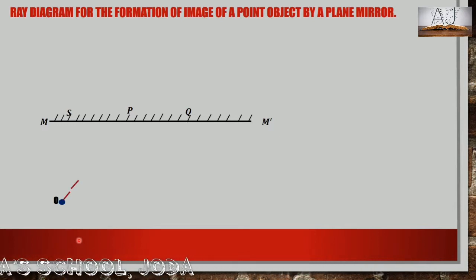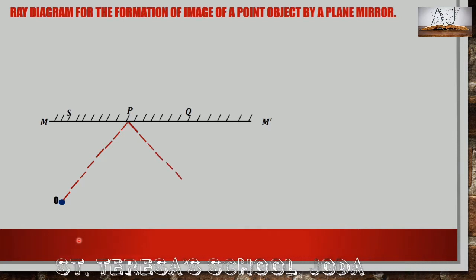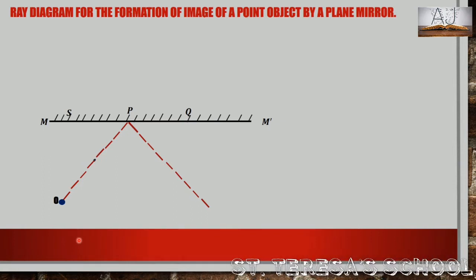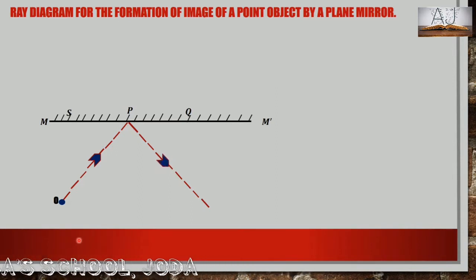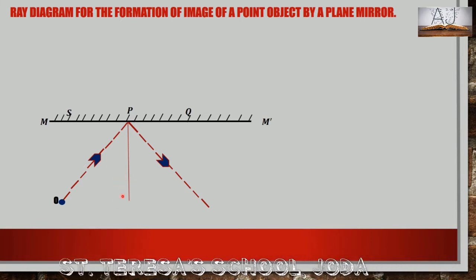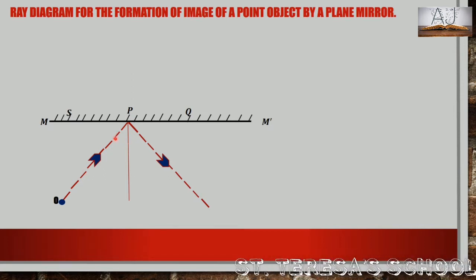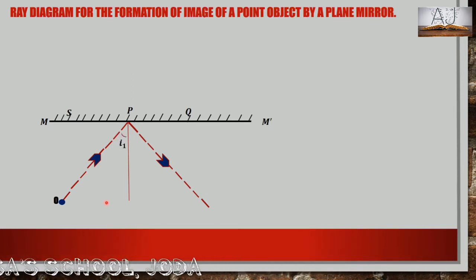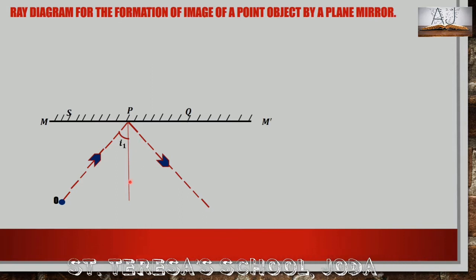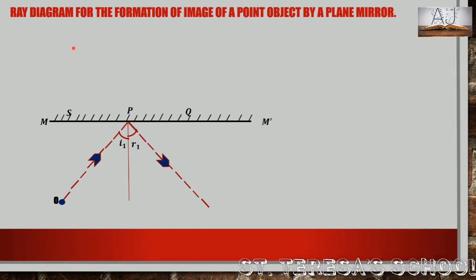And from O, let us consider a ray which falls on the surface of the mirror and reflects back. So this is the incident ray and this is the reflected ray. Let us draw a normal at the point P. So this is the normal. Now the angle between the incident ray and the normal is known as angle of incidence. Here I write it as I1. Similarly, the angle between the reflected ray and the normal is the angle of reflection. Here I am writing this as R1.